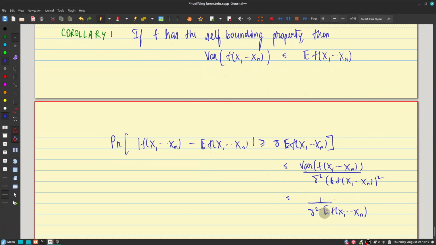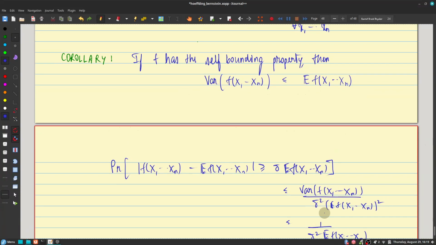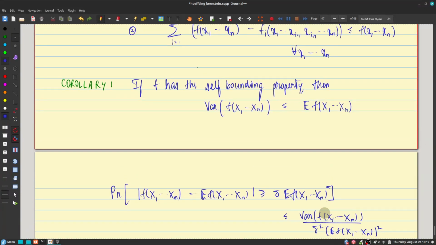And in fact, we can prove something stronger, although we will not prove it in this course. It requires a lot more technical work, but you can show that if f has the self-bounding property, then f of x1 through xn is in fact sub-Gaussian. So that's a really powerful statement.